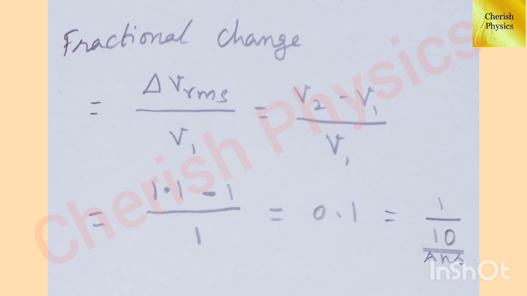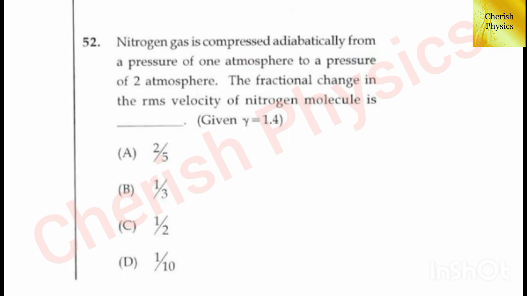The fractional change in the RMS velocity equal to delta Vrms divided by V1, which is equal to V2 minus V1 divided by V1. Substitute the values, we get 1.1 minus 1 divided by 1 equal to 0.1. This can be written in fractional form as 1 divided by 10. Make sure you thoroughly know the formula, then only you can solve the problem within the given time. The answer is option D.